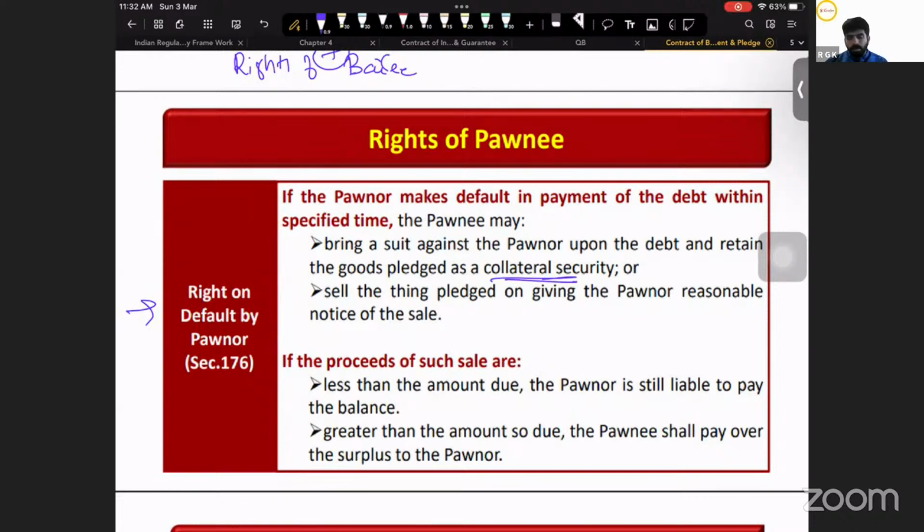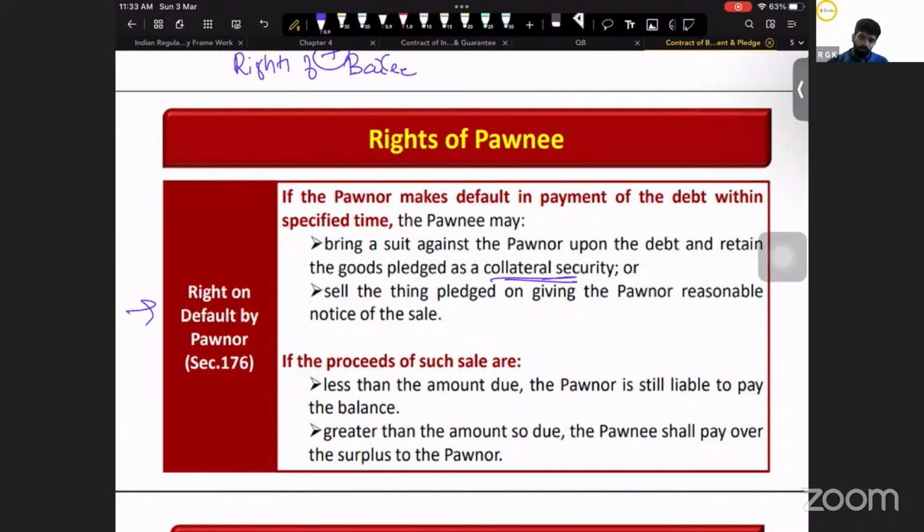what can the banker do? The banker will get two options. One, file a suit in the court and retain the goods till the matter is settled. Or the banker can give a notice to Pranjal saying: will you repay it, or we are going to sell it. Either you repay the loan or we are going to sell it. After giving the notice also, if Pranjal fails to pay the debt amount, then the particular banker, that is the pawnee, will proceed to sell the goods.